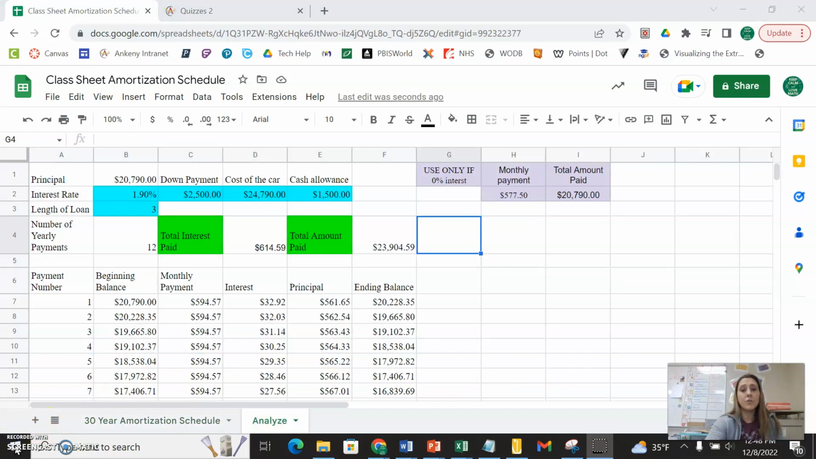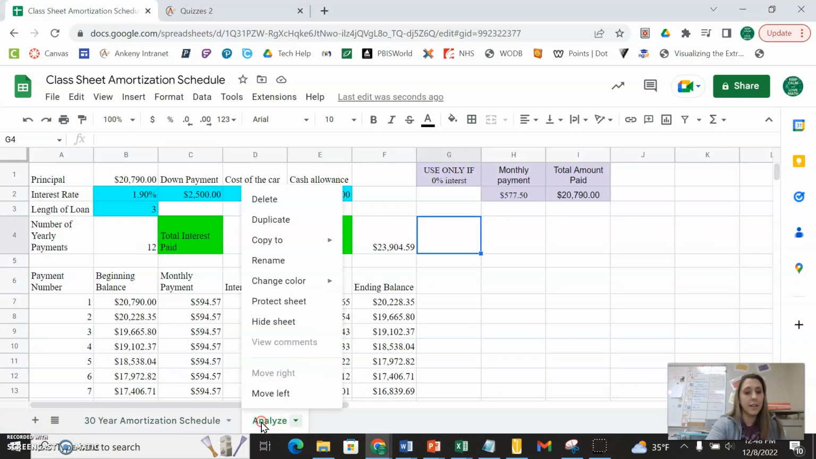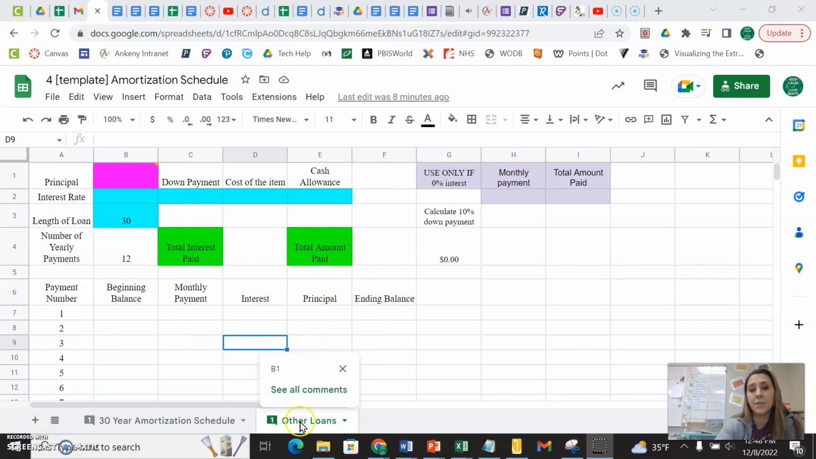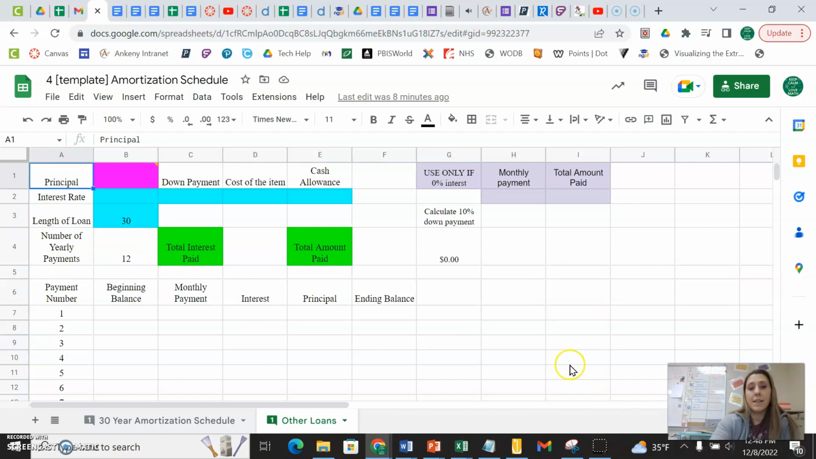Control C, I'd like you to click on the sheet right here. And I think that this one says, here, let me find it, like this. You're going to click on Other Loans. And you're going to click on A1 and do Control V. And then everything should update.